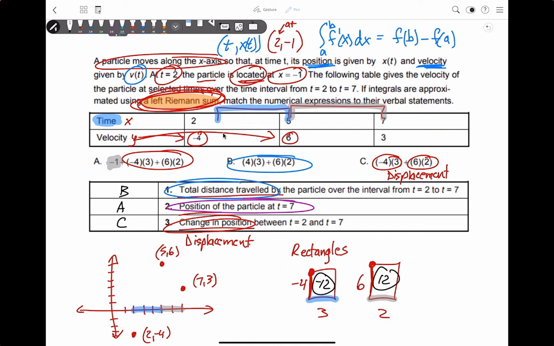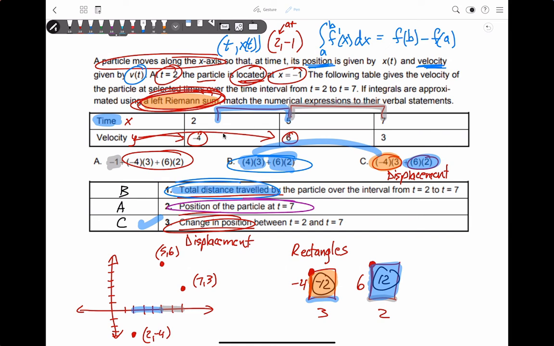Okay? So looking at this, we can say that the change in position, which is displacement, is going to be a negative 12, because displacement can be negative, and it's adding the positive displacement basically above the x-axis, if you will, a positive 12. So that's why this checks out to be C. Where over here, what used to be a negative is now interpreted as a positive. And another positive, that's total distance, because everything is positive.